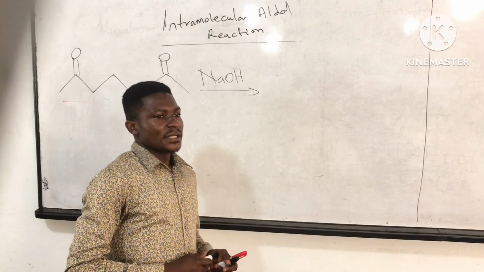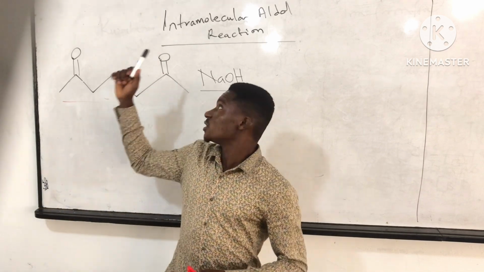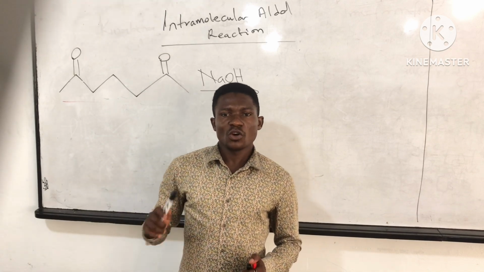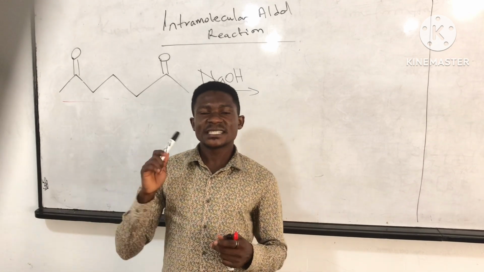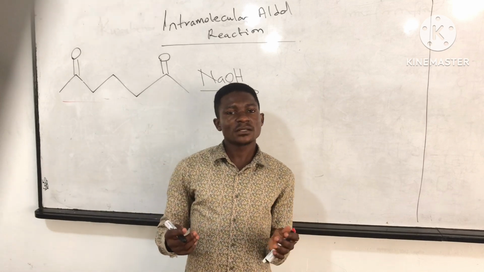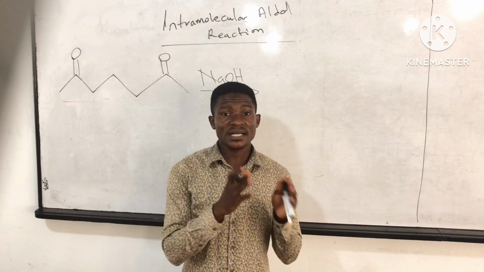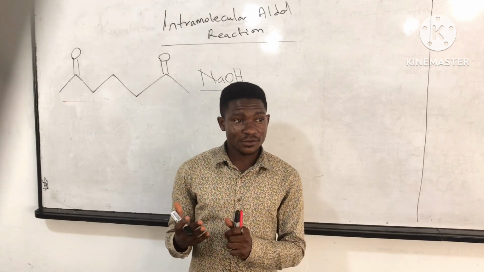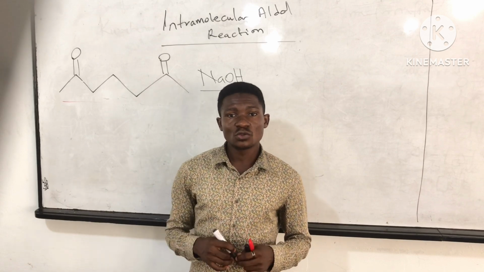Before you start any kind of mechanism in terms of intramolecular aldol reactions, the first thing that you need to look at is your molecule. Check the status of your molecule. Check to see if your molecule is symmetrical or not. Symmetrical molecules are molecules that are easily divisible into two equal halves, where one part can serve as the mirror image of the other. So if a molecule is symmetrical, then it should be divisible into two equal halves.